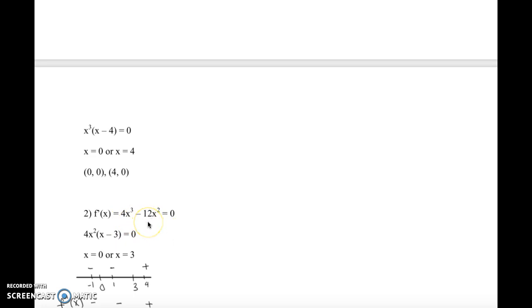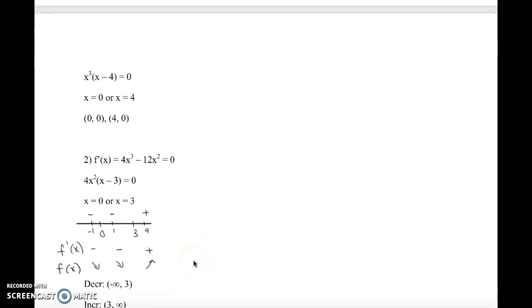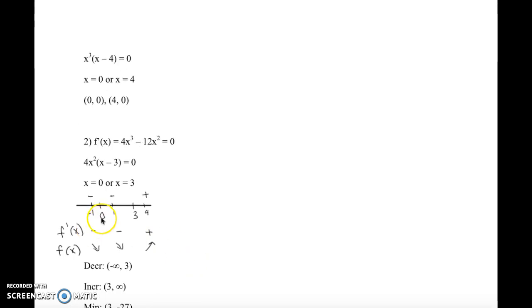All right, again, we can go ahead and factor out an x squared as well as a 4 and set it equal to 0. So we have x is equal to 0 or x is equal to 3. Those are our critical numbers, so we want to see what the graph is doing at that point. And so at 0, we're going to test to the left, negative 1. When we test -1 into our first derivative, it is a negative value, so it's decreasing.